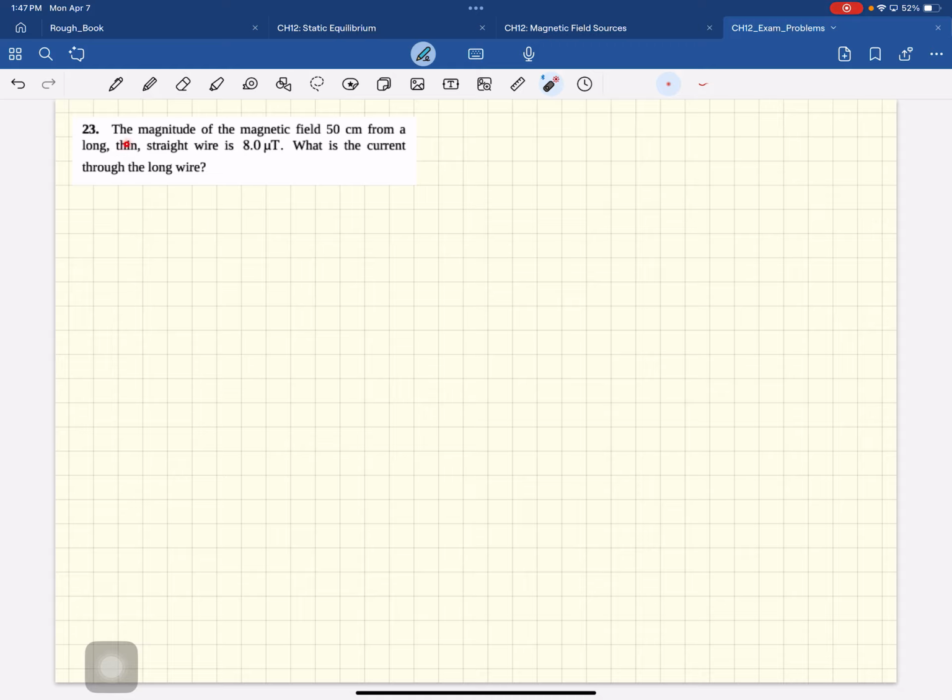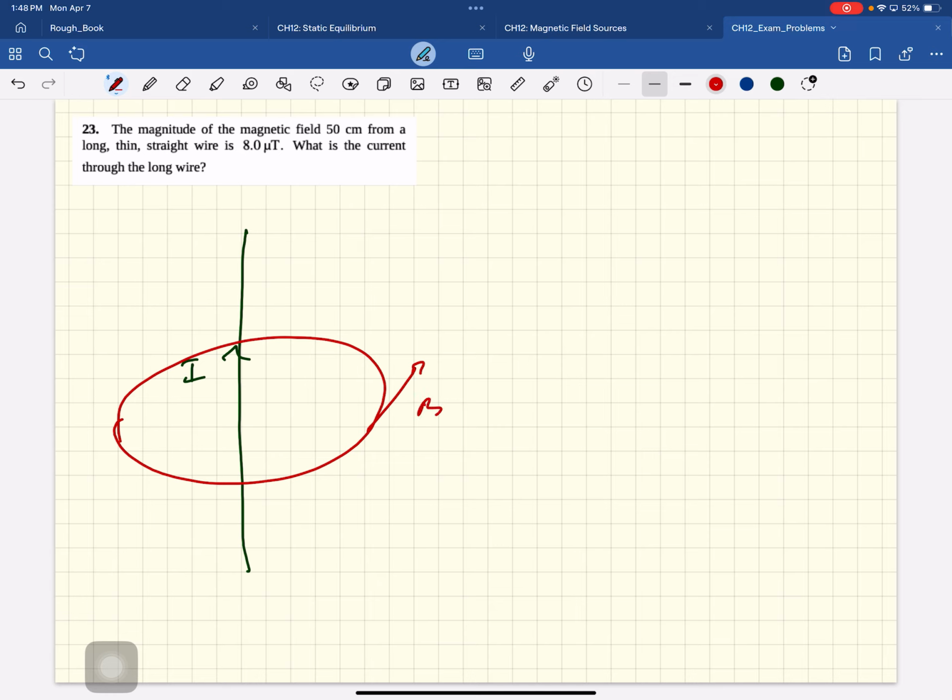Okay, so this problem asks: the magnitude of the magnetic field 50 centimeters from a long, thin, straight wire is 8 microtesla. What is the current through the long wire? So what will be the direction of the magnetic field? It's concentric circles. And B is given by mu naught I over 2 pi r, where r is the distance.